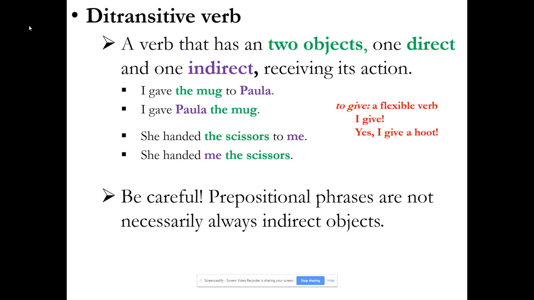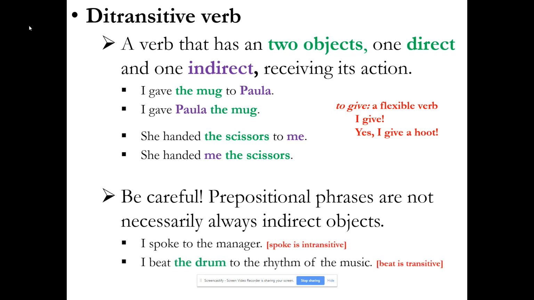Alrighty, please be careful. Just because you see a preposition does not necessarily mean that you have an indirect object, right? It's a very common error on the part of students that they identify a verb as ditransitive when in fact it is intransitive or transitive, and there just happened to be a prepositional phrase hanging around. So examples, right? I spoke to the manager. I spoke. That's a perfectly okay sentence, right? You're not missing any information, right? I can just say I spoke.